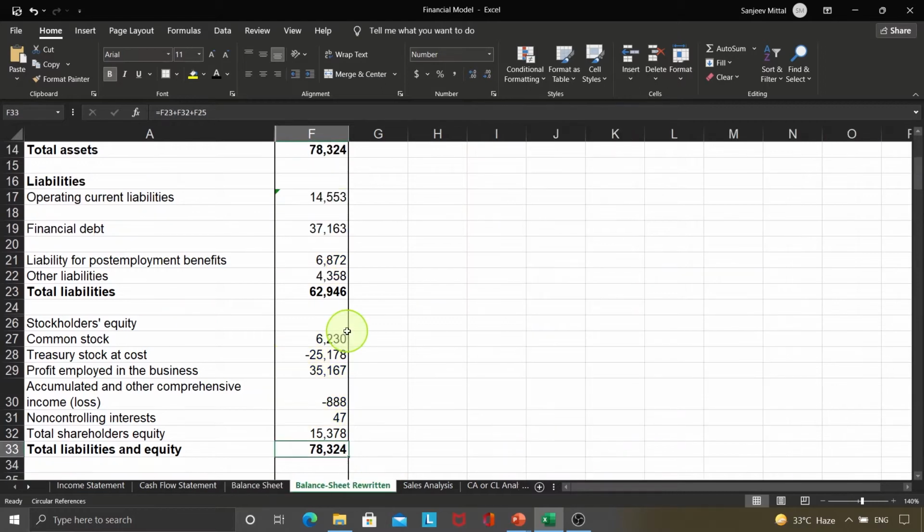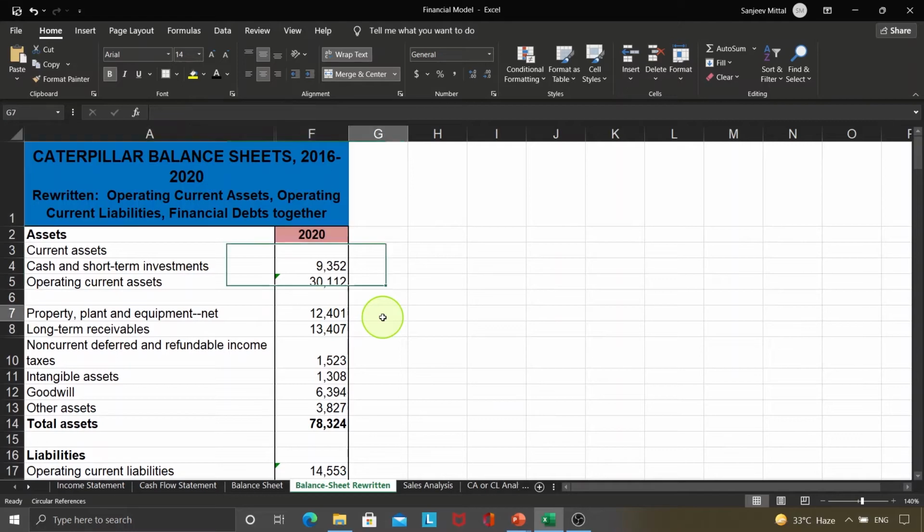So in this way, we have rewritten our original balance sheet. Now we shall use these rewritten numbers for calculating multiple financial ratios, and based on those multiple financial ratios, we shall keep on calculating and projecting our future cash flows. So I see you in the next session.